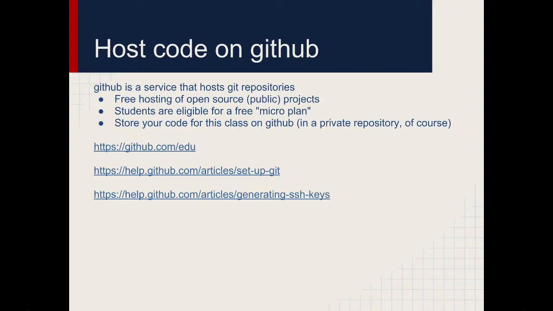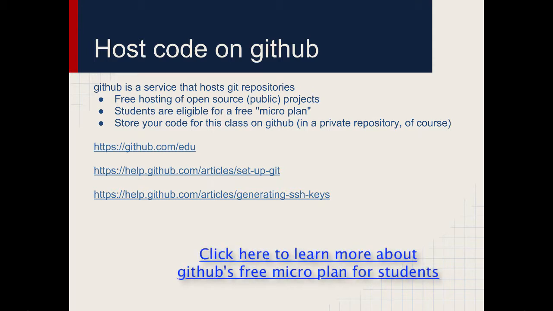There's a service called GitHub that hosts Git repositories. It has free hosting for open source projects that are out in the open and are public. However, it also has the ability to host private repositories where you can commit your code, but other people can't see it. And for your project assignments, that's what you're going to want. Luckily, students are eligible for a free micro plan, which I believe gives you up to 5 private repositories. So what I recommend that you do is that you store your code for this class on GitHub. Of course, do it in a private repository.